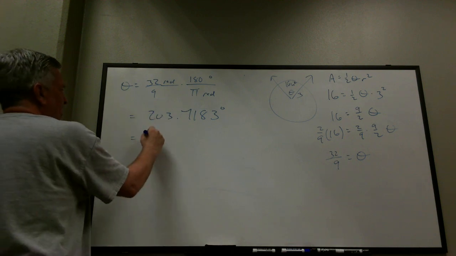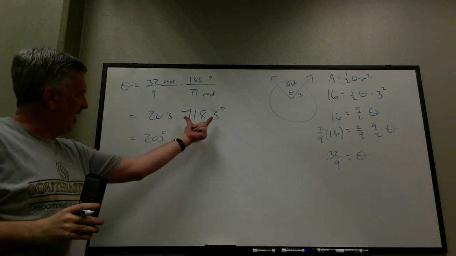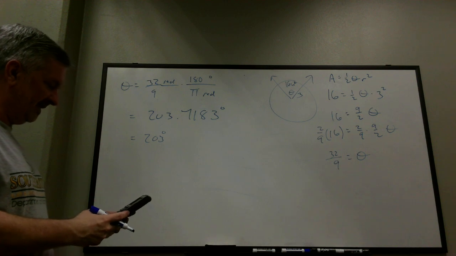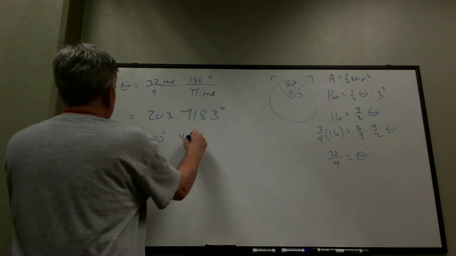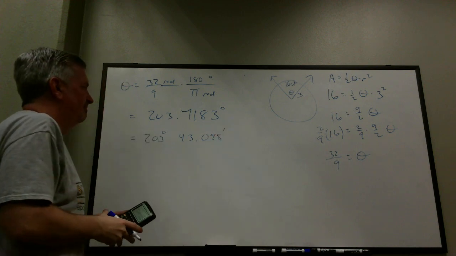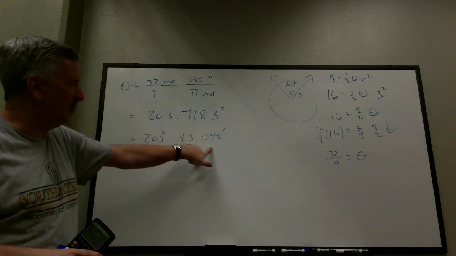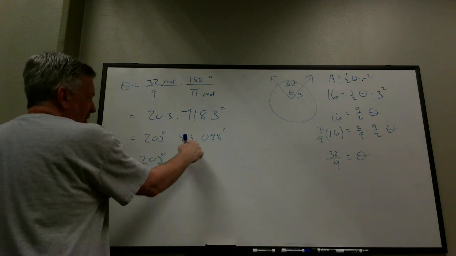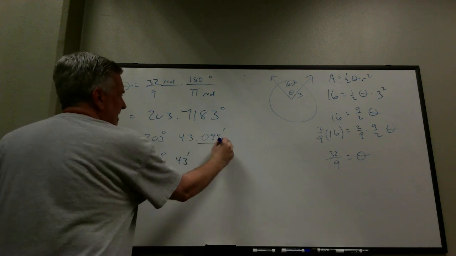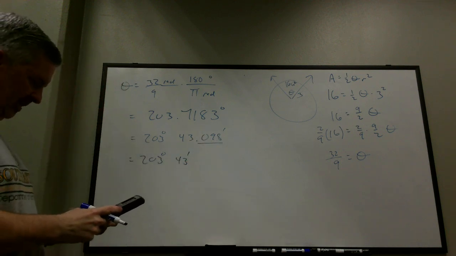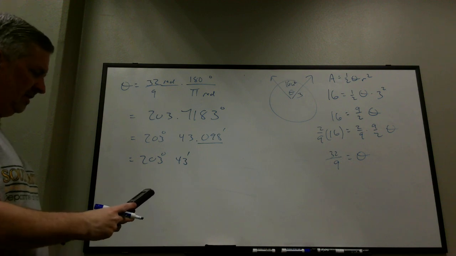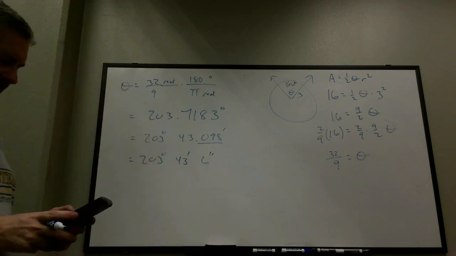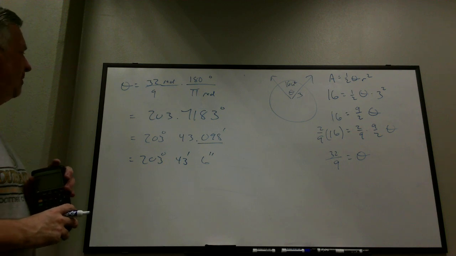Okay. So we want to go to the nearest second. So again, you pull off the 203 degrees, and you multiply that decimal by 60, right? So 0.7183 times 60. Okay, so this is 43.098 minutes. That came from 60 times 0.7183. We did ones like this before. And now how do you go to seconds? You pull off the 43 minutes, and you do 60 times that decimal. So 60 times 0.098 is 5.88 seconds. That's almost 6. Okay, so that's the answer for that question.